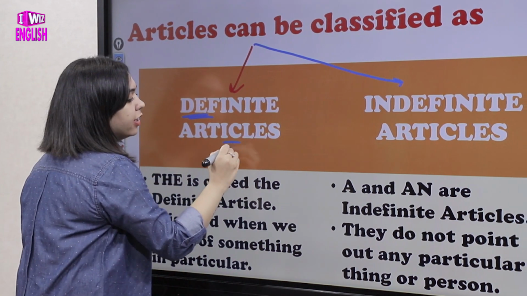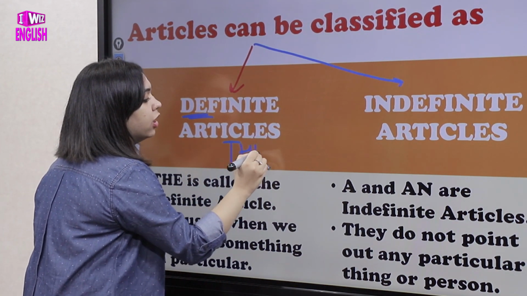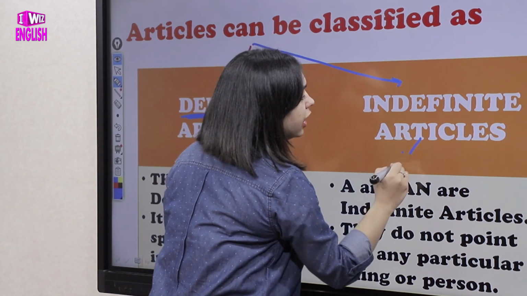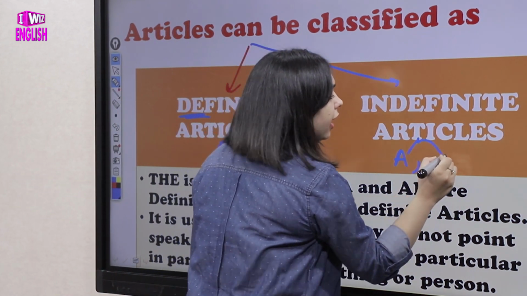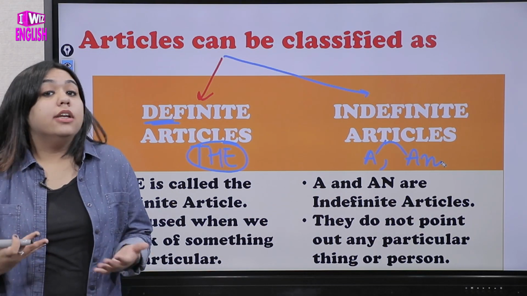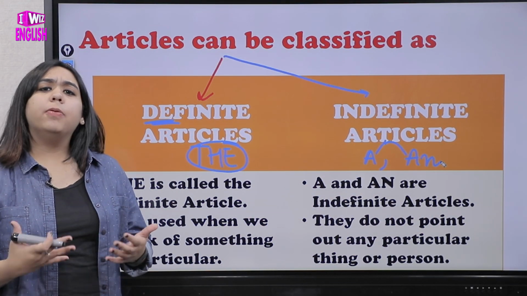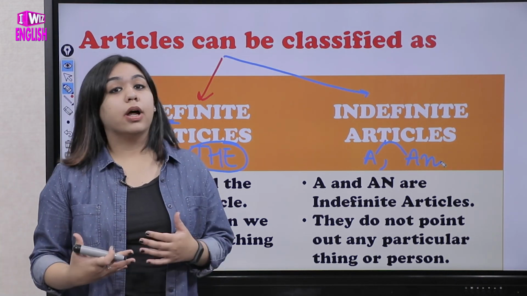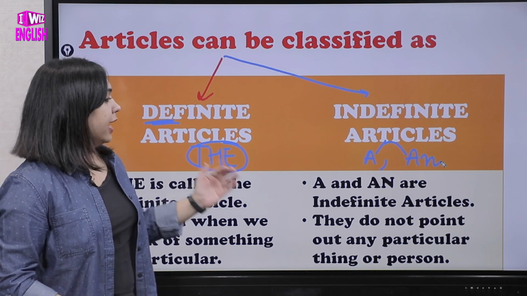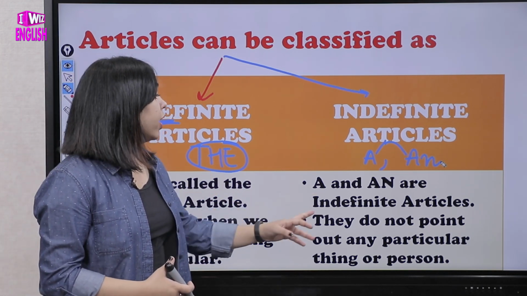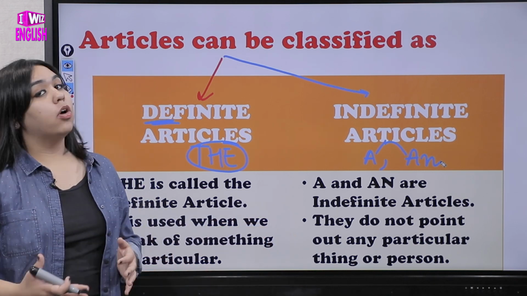And indefinite articles. So the definite article category includes the article the, okay, and indefinite includes the articles a and an, okay. Now if I say I need a pen, here a pen means any pen, you can give me any pen, okay. I hope that you are able to understand the difference. A and an are indefinite articles. They do not point out any particular thing or person.